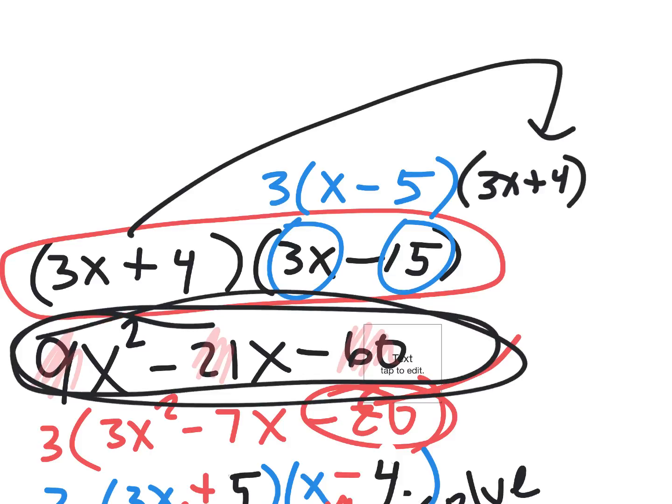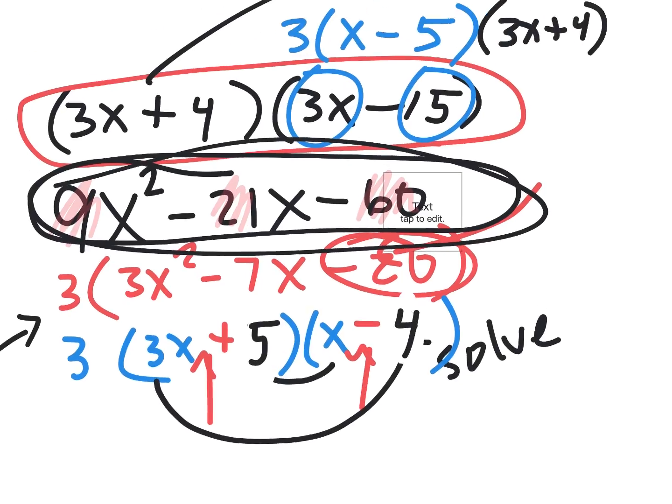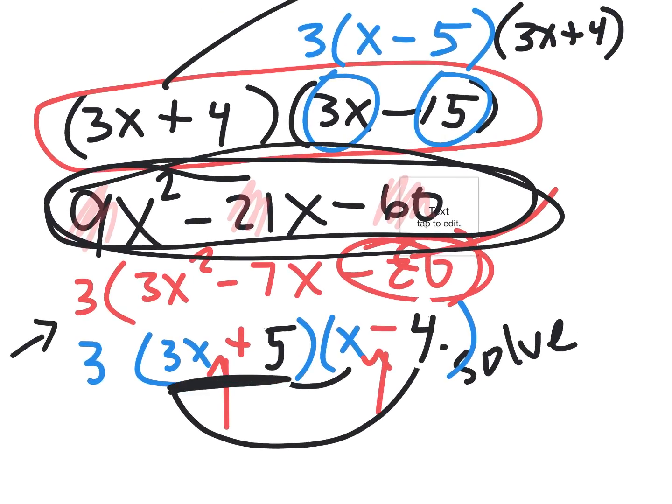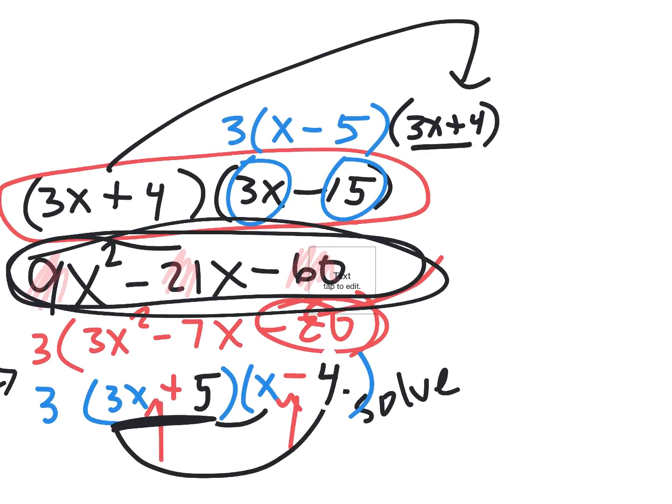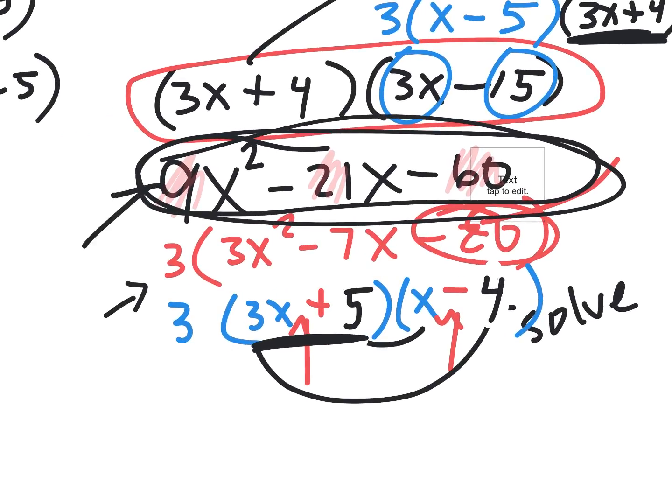So you were close. You thought you had it. Bottom line, if I were you, I would have factored out this 3 here. I know the answer is supposed to be 3x plus 5, and you had 3x plus 4. So you had your 5 and your 4 reversed. So you were close. Anytime the numbers are big, factor out the GCF first. It's really, really smart. You'll make fewer mistakes.